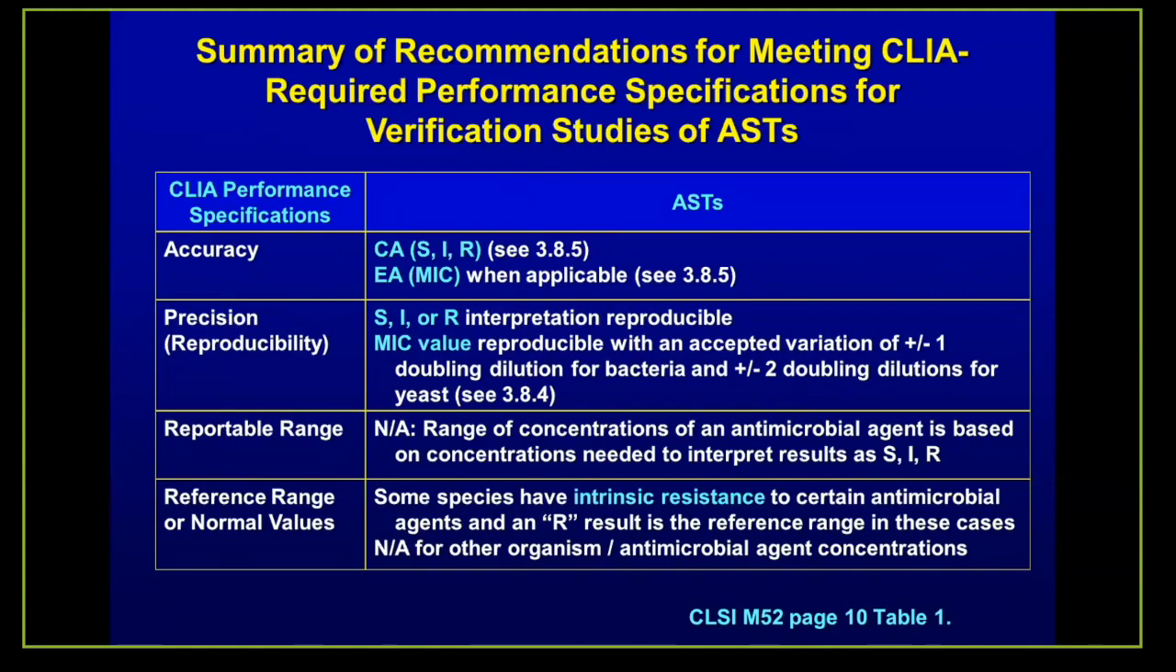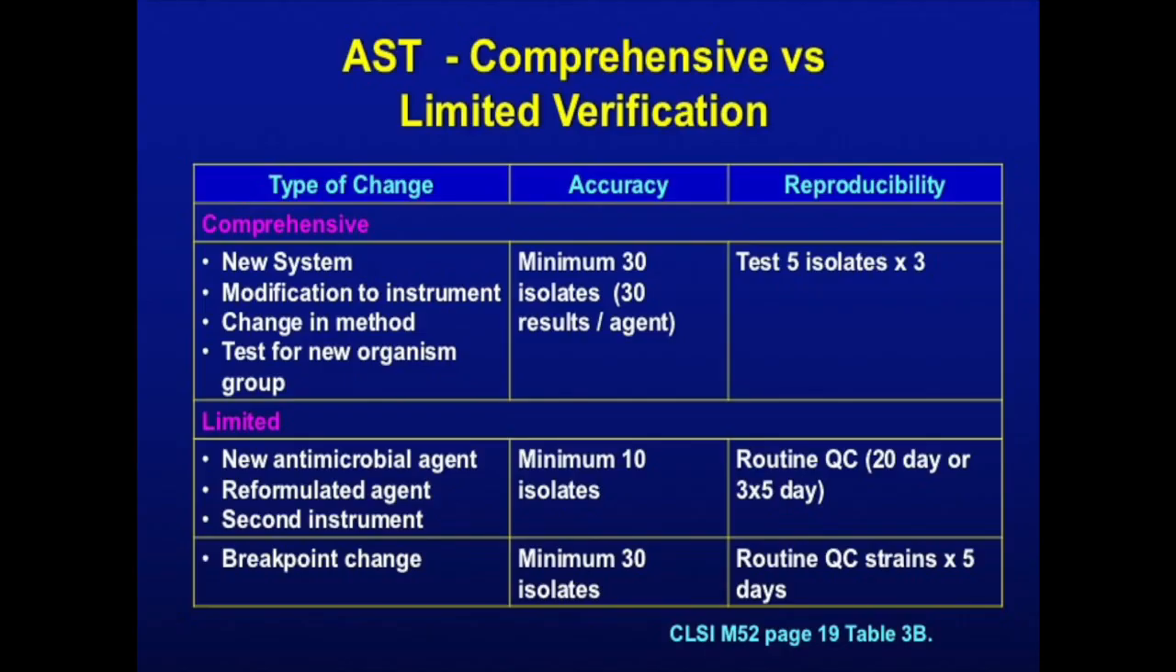We have listed here the summary of recommendations for meeting the CLIA required performance specifications for the verification studies of AST. This chart is listed in the M52 document on page 10, in Table 1. For AST, similar to the microbial identification system, you've got comprehensive verification versus a limited verification. We have listed here the types of changes that would require a comprehensive verification. For the accuracy, we're recommending in this document 30 isolates. Now, this should be 30 results per agent.